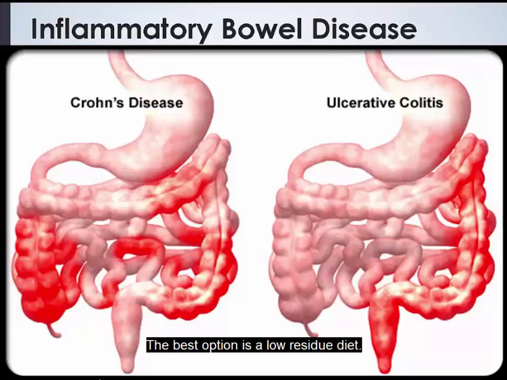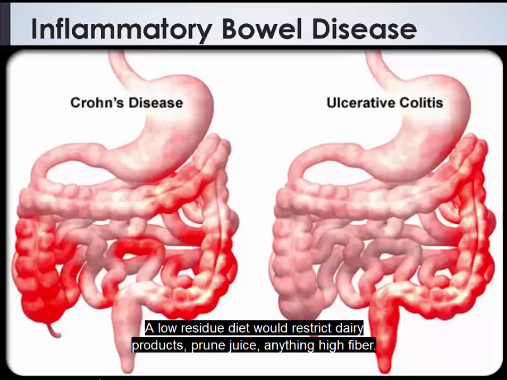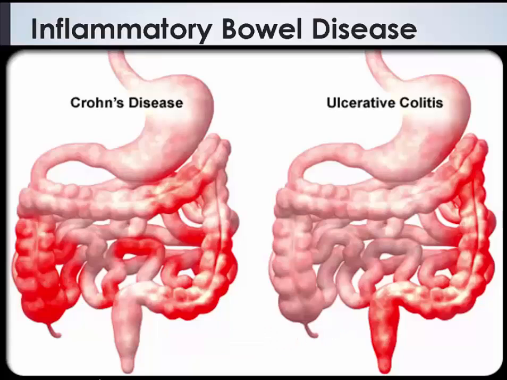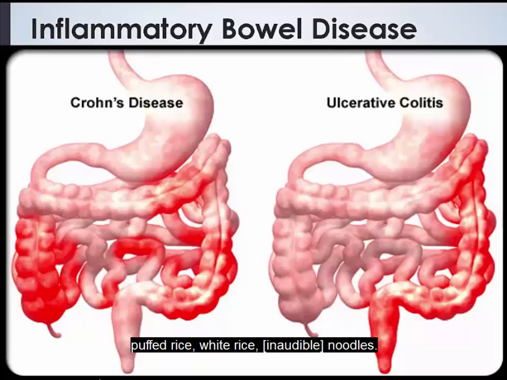The best option is a low-residue diet. A low-residue diet would restrict dairy products, prune juice, anything high-fiber. Things that they could eat would be like cream of wheat, grits, puffed rice, white rice, noodles.